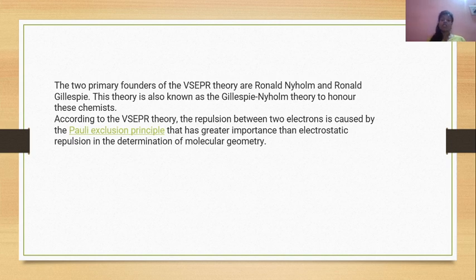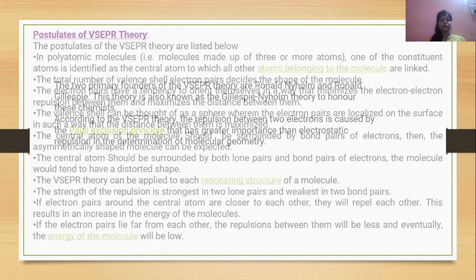So, what is Pauli's exclusion principle? According to Pauli's exclusion principle, no two electrons can have the same value for all four quantum numbers. So, according to the VSEPR theory, the repulsion between two electrons is caused by Pauli's exclusion principle, which has greater importance than electrostatic repulsion in the determination of the molecular geometry.